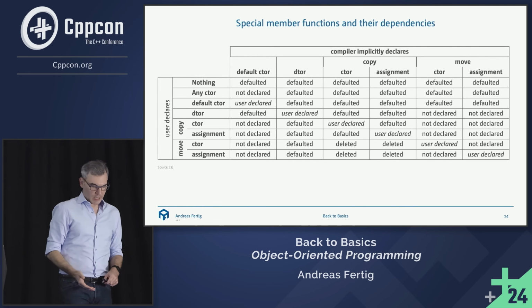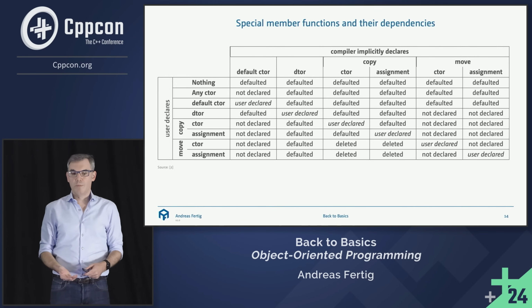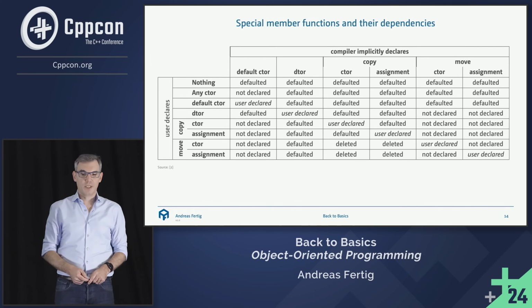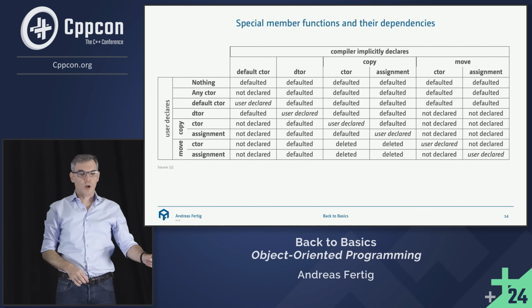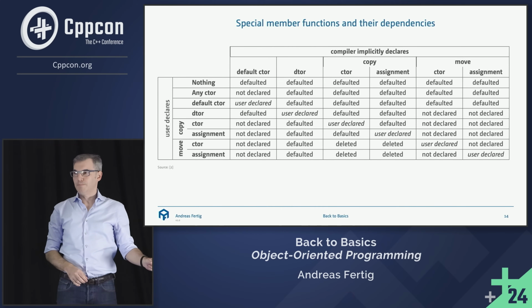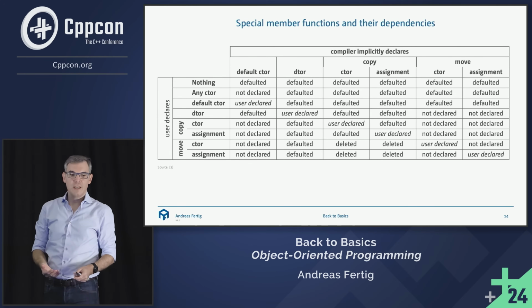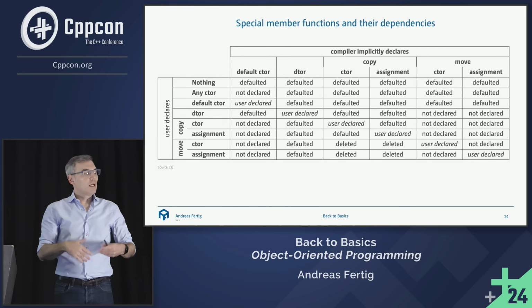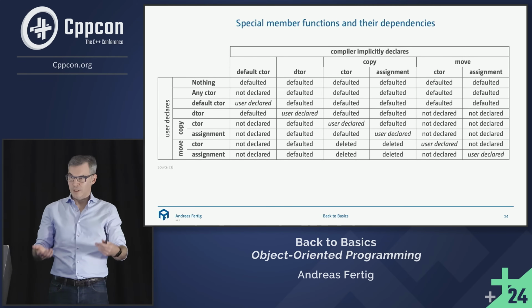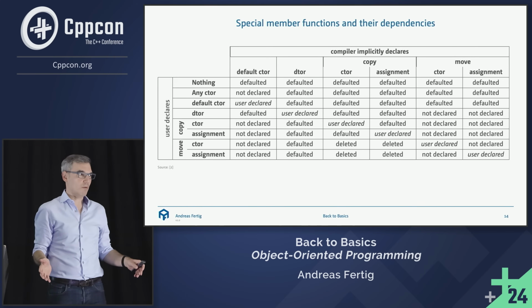Now this here is a table that you either hopefully are familiar with or now learning about. It's also put together by Howard Hinnant. It shows what the compiler declares depending on what we do to our class. And I guess you're all familiar with the first line. If you do nothing to your class or struct, you get a default constructor, you get a destructor, you get the copy and the move operations. Everything is just there. This is C++.